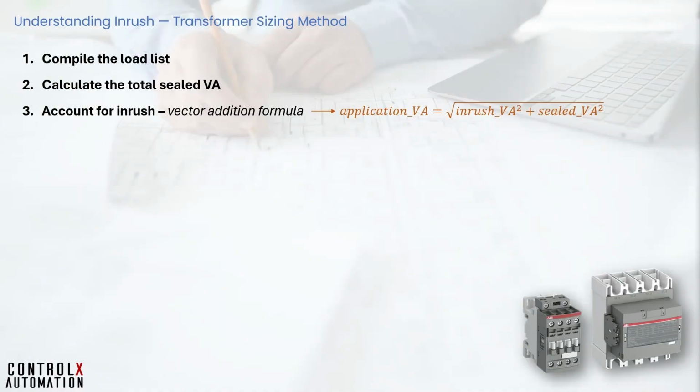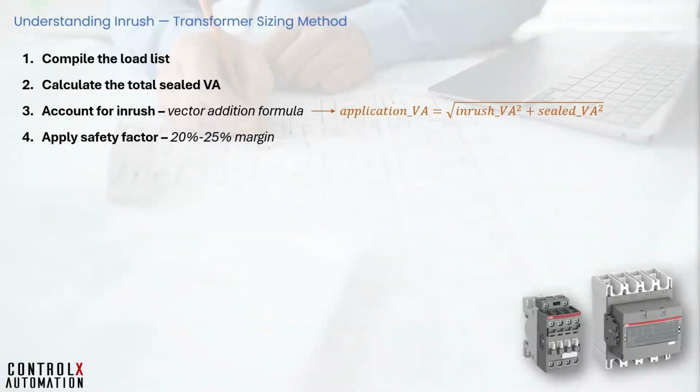You may ask, why not just add the sealed and inrush VA instead of using this formula? That's because at the moment of energization, the inrush coil currents are predominantly reactive, resulting in a near 90-degree lagging power factor. The sealed loads like SMPS and resistive devices are largely resistive and the current is in phase. Because these two current components are approximately 90 degrees out of phase with each other, they add as vectors and not scalars. Scalar addition would significantly overestimate the transformer VA requirement.